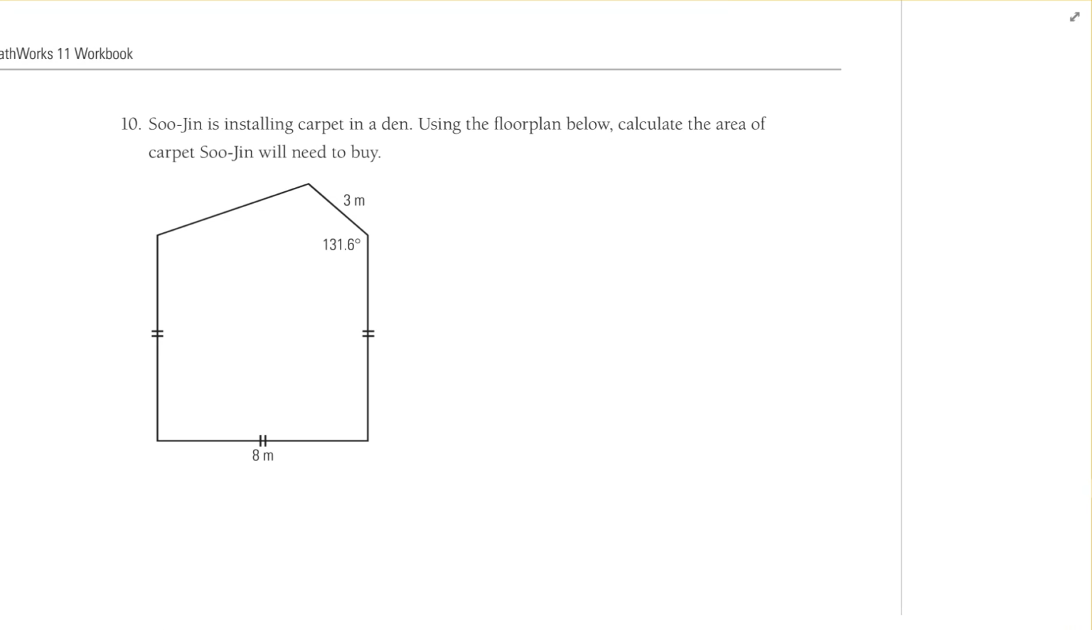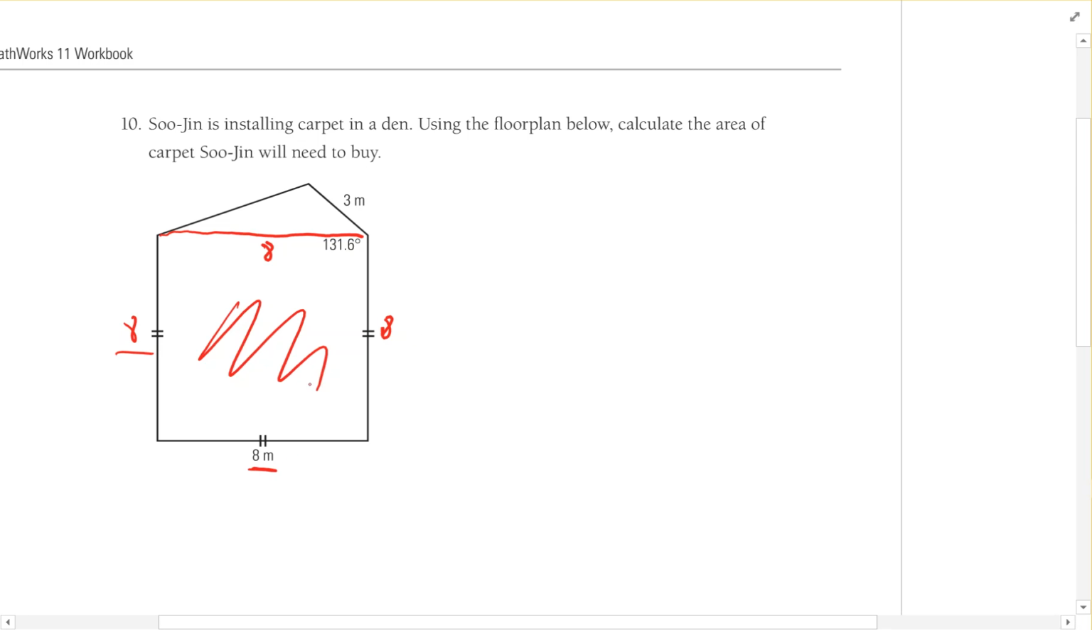Okay, so number 10. Sojin is installing carpet in a den. Using the floor plan below, calculate the area of carpet Sojin will need to buy. What I would do, so now we know 8 meters. I also know this side's 8 meters and this side's 8 meters. I'm going to fill them in now. What I would do is draw a line across there that I also know is 8 meters. This is just a big square. So then I can figure out the area of the square really easy. I know that the area of a square is just base times height, so 8 times 8.